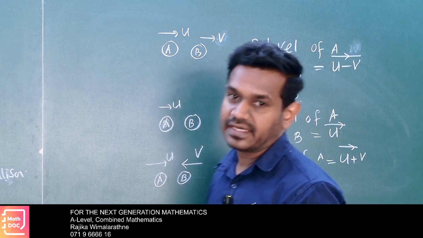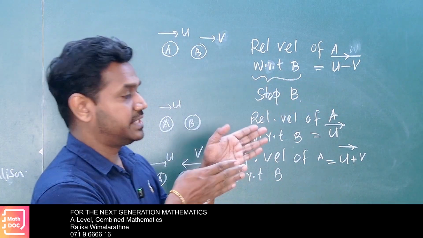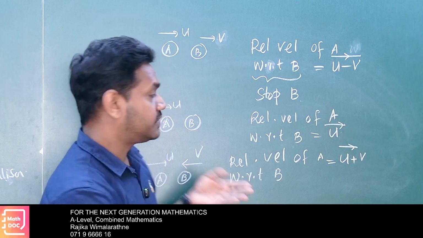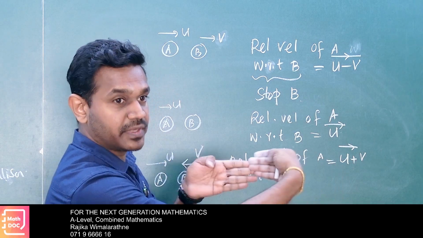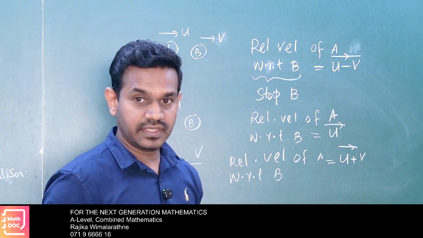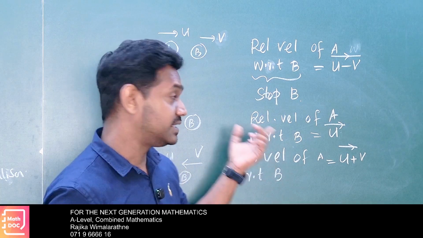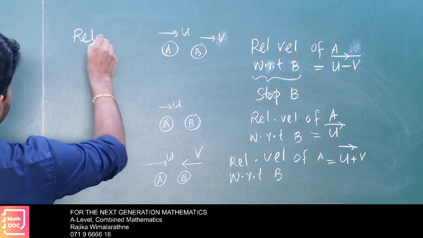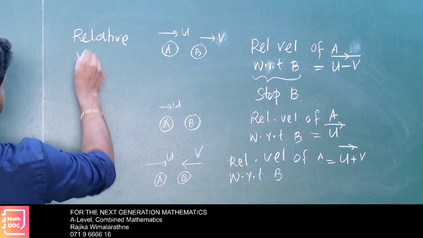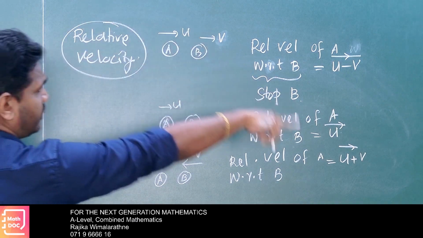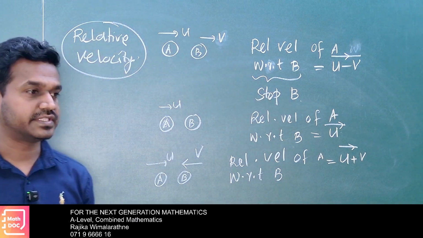Now you remember that result. When two objects move same direction, relative velocity is the difference. When they move opposite direction, then relative velocity becomes the velocity addition, no? This is simple theory. This is about relative velocity. Okay, put that note first.